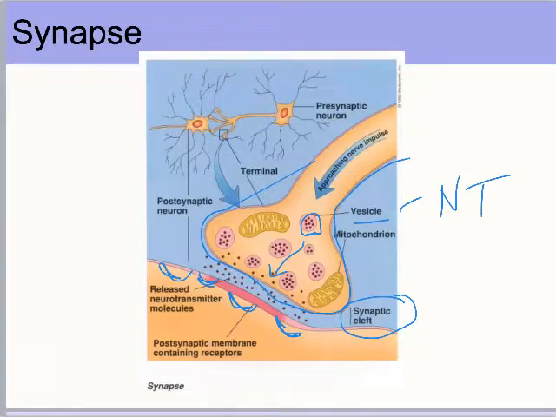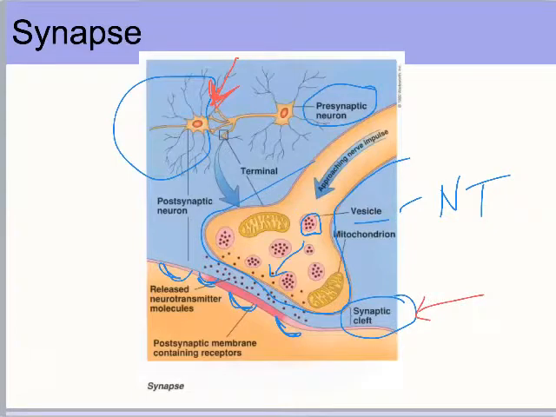Synapse. They refer to things as a presynaptic neuron if it's before the synapse, and a postsynaptic neuron if it's past the synapse. Like the synapse is right here. But the synapse is the space in between, so things have to cross that space. I hope that makes sense. So the neurotransmitters are in vesicles, and they get exocytosed out. They cross the synaptic cleft, and then they come over and bind to receptors on the next neuron.